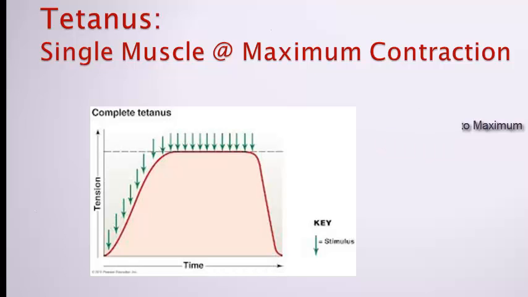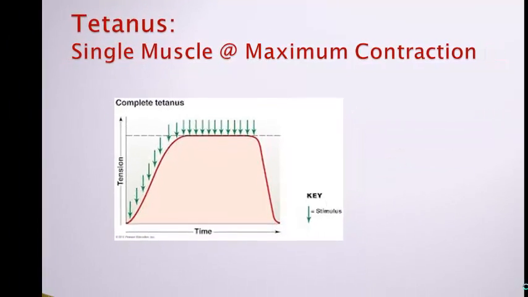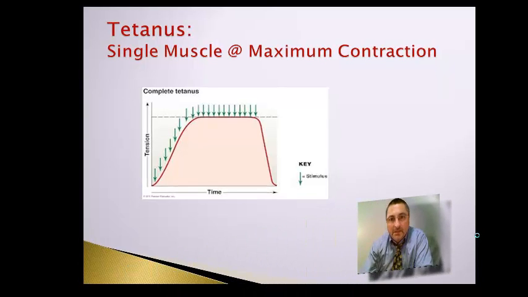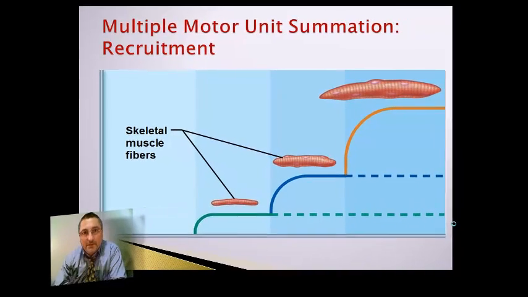Pros are it can bring a motor unit to its maximum strength quickly. But the con is that it's very fatigable. It depends heavily upon the ability to retain oxygen. So it might be that we want to find a different way in which we can sustain an event over a longer period of time, but also a way in which we can control the strength of the response depending upon the need. An example of that would be, let's think about it.